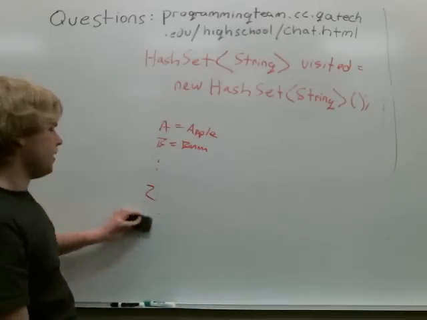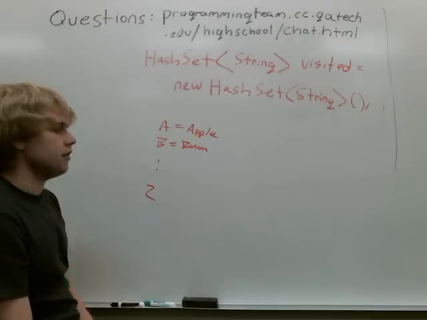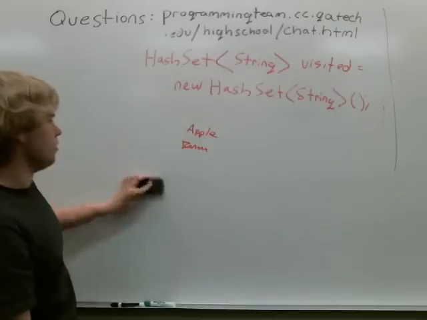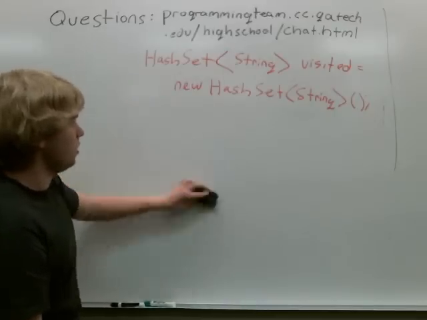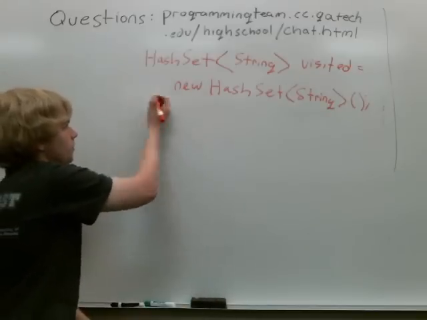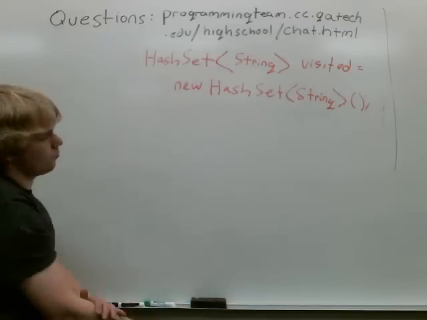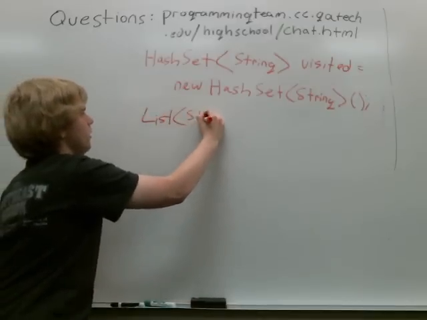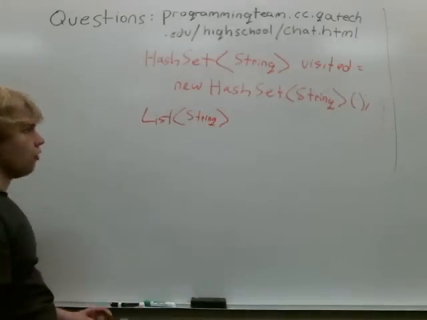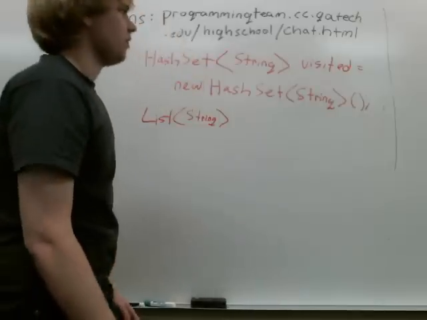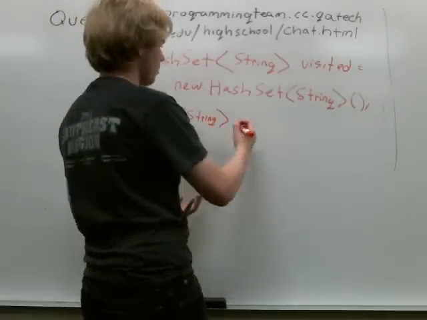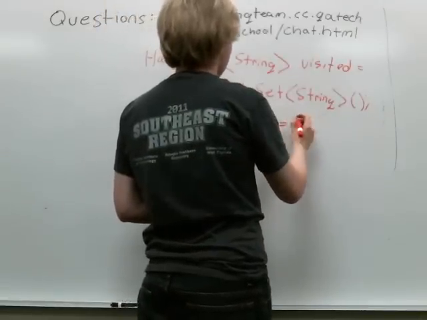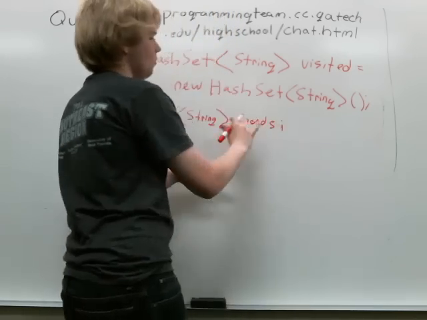So in our game, if we wanted to implement it in a program to check to see if someone has said something, we could have our visited list, and as someone says a word, we would just add it to our visited list. So let's say we have some list of strings. This game has already been played, and these are all the words that have been said, and we want to check to see if someone has said a duplicate word that has already been said. So these are our words. So we got that from somewhere.